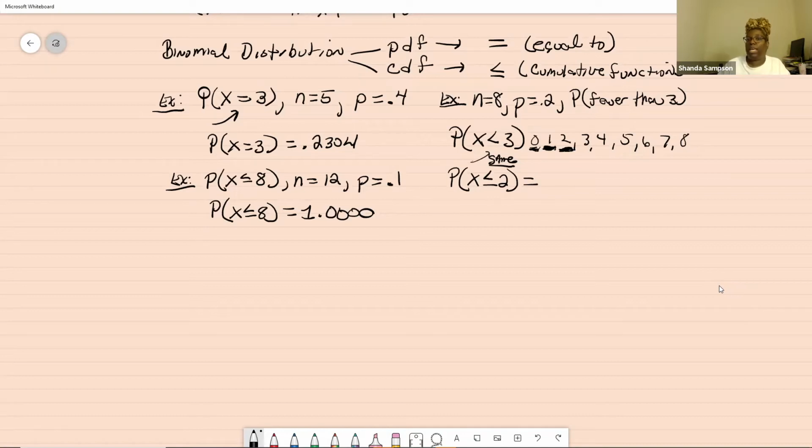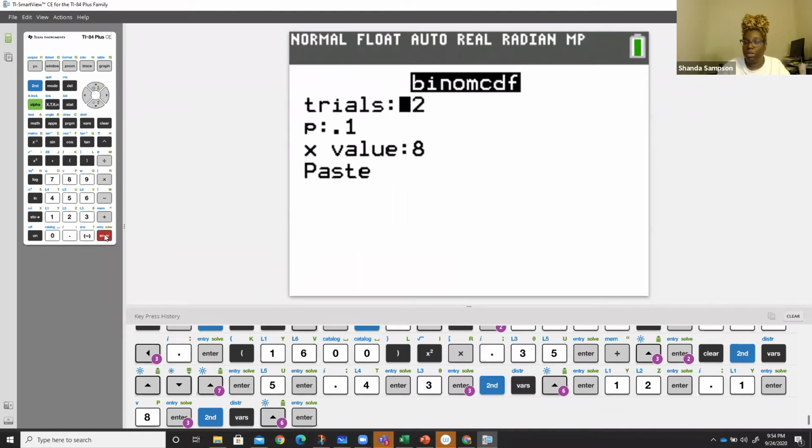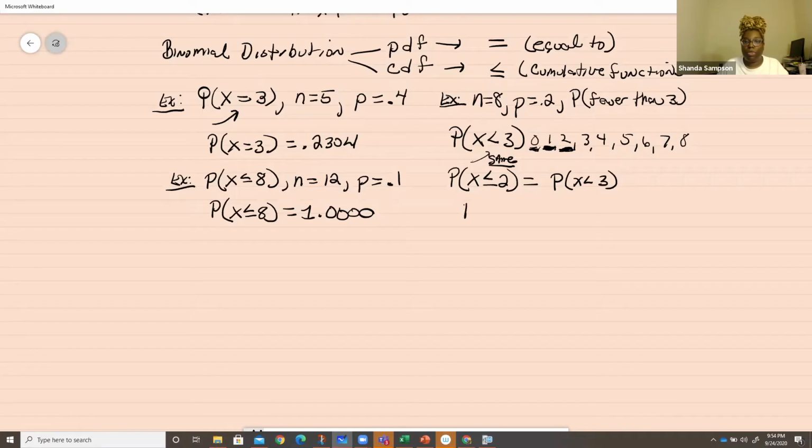We have n equals 8, p equals 0.2, and then now what are we going to put in for x? And what are we doing, CDF or PDF? You're doing CDF. We're always doing CDF because PDF is only when it's exact. The number of trials was 8, and then we did 0.2, and then now the number is not 3, the number is 2 because that's the new number that you set up. So that answer is 0.7969. So the probability that x is less than 3 is equal to 0.7969.